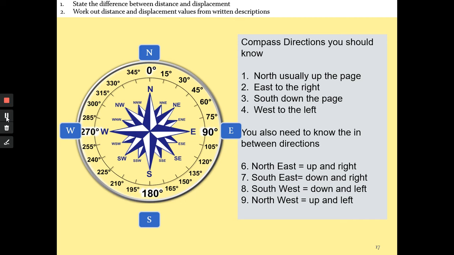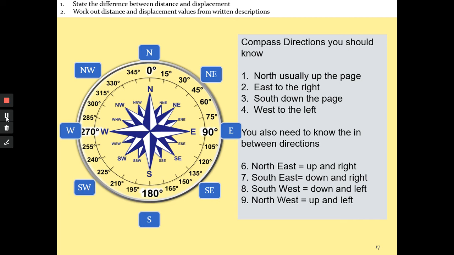Now, you're also going to need to know the in-between directions. So look at my northeast pointer on the compass there. That's pointing up and to the right. My southeast is down and to the right. My southwest is down and to the left. And then finally, my northwest is up and to the left. And so you need to be able to visualize that on an exam paper.